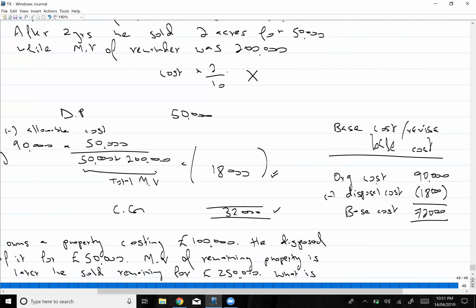So whenever you sell the remaining land, you need not find out the cost anymore, because you can use this base cost. Normally in the F6 paper, there will be 2 disposals. So whenever you sell the remaining 8 acres, from the DP you will simply minus the base cost. You can only sell that asset in 2 disposals.